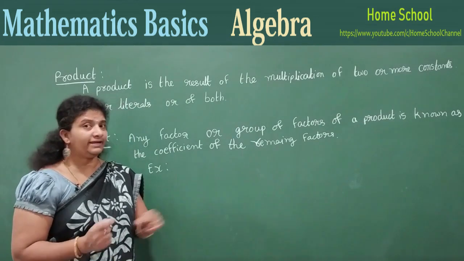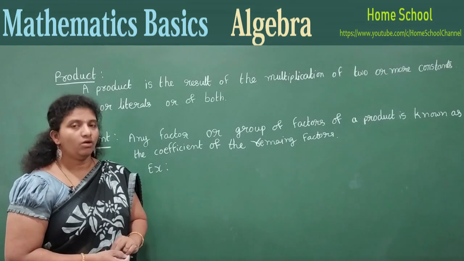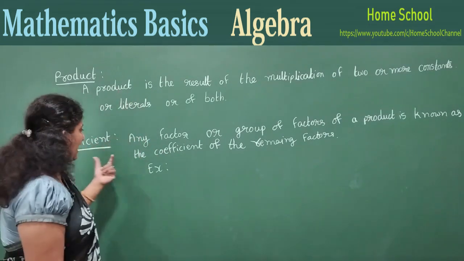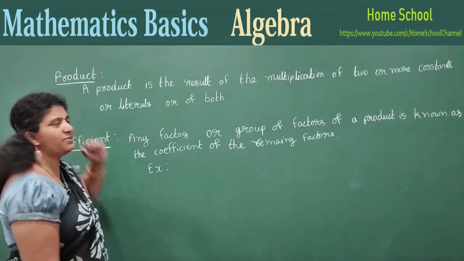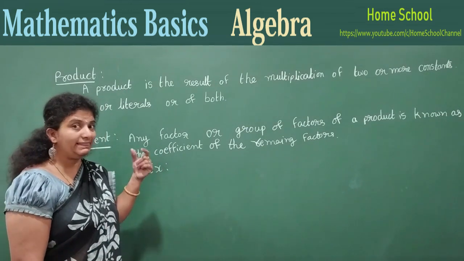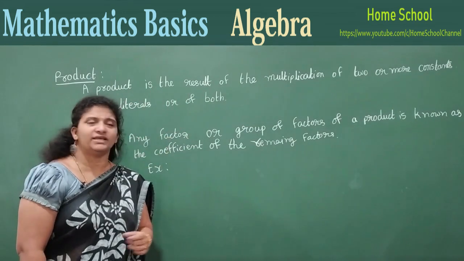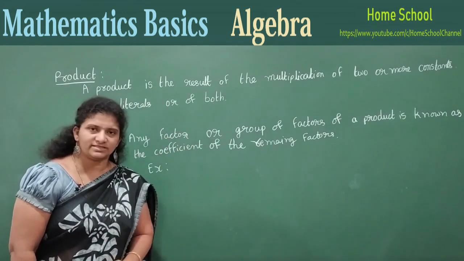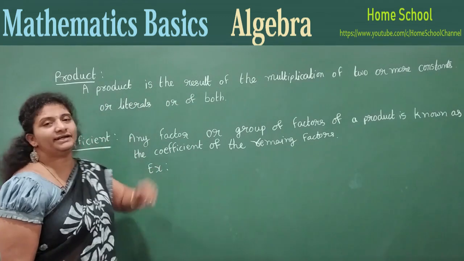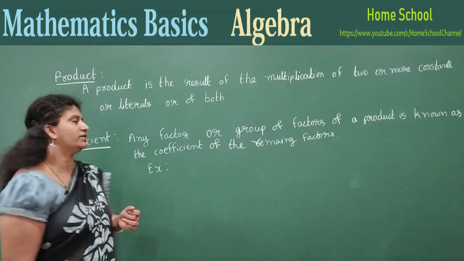Before seeing like terms and unlike terms, we need to know 2 points. What are the 2 points here, children? Product or factors, and coefficient. What is a product? Everybody knows, product means multiplication. Here in algebra, a product is the result of multiplication of 2 or more constants, which means numbers, or literals, variables, or of both.